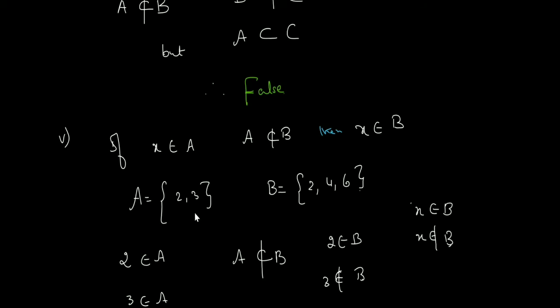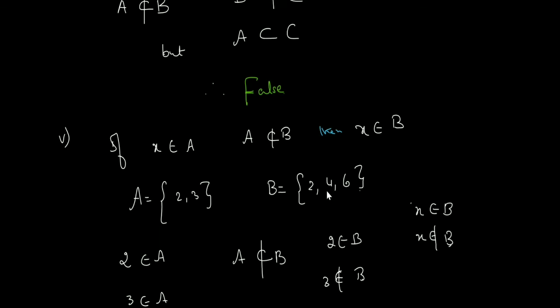Now, but this 2 belongs to B. But if I take 3, it is not in B. It says X can be anything. If you take X as 2, yes, it is there, then you say it is true. No. If I take X as 3, it is not in B. That means the given statement is false.